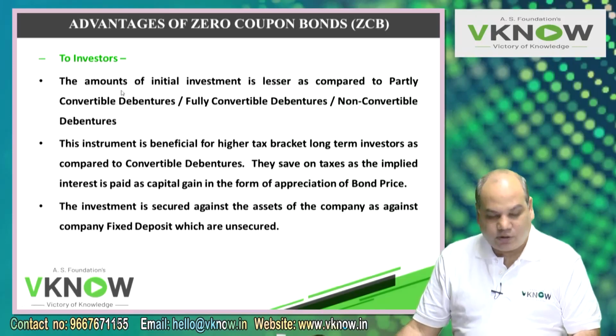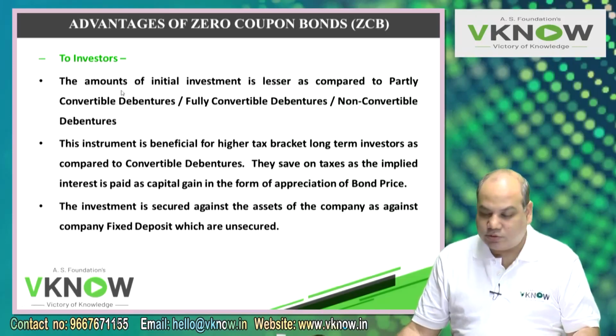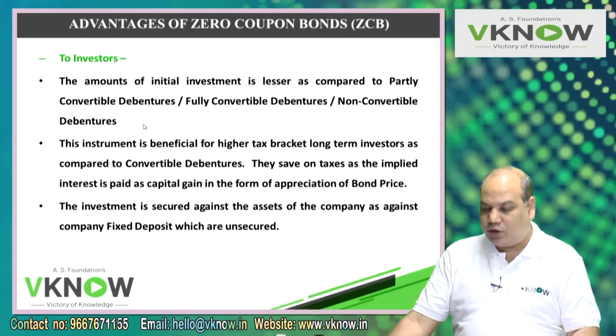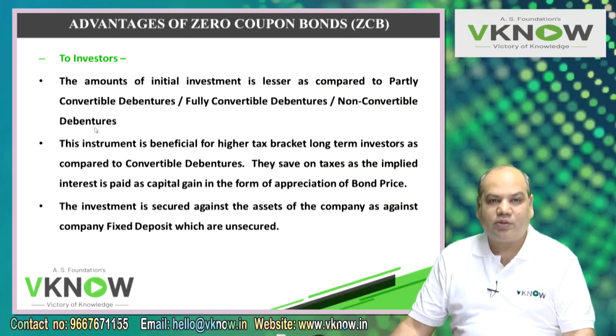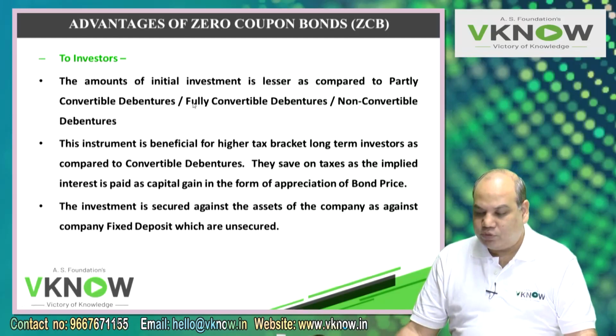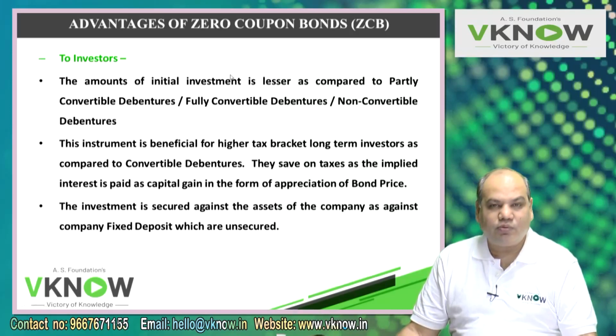So now we'll see the benefit of zero coupon bond from the point of view of the investor. So the first benefit is already mentioned in point A also. The amount of initial investment is lesser as compared to partly convertible debenture or fully convertible debenture or non-convertible debenture. So if you invest in a normal debenture, you have to pay face value, let us say 1000 rupees. If you invest in a zero coupon bond, you will have to pay discounted value, let us say 600 rupees.